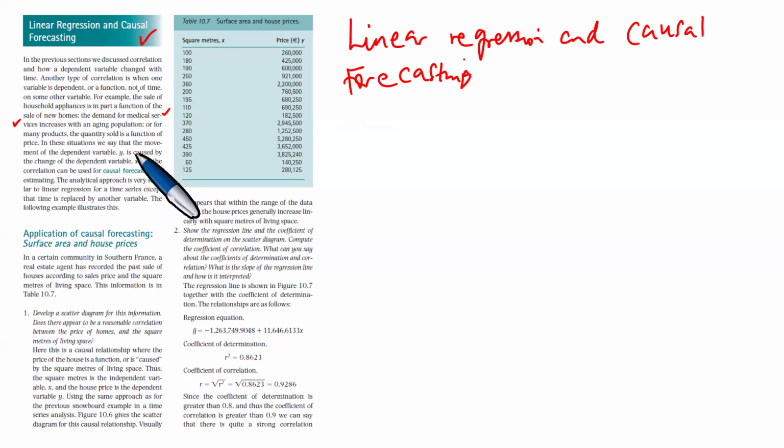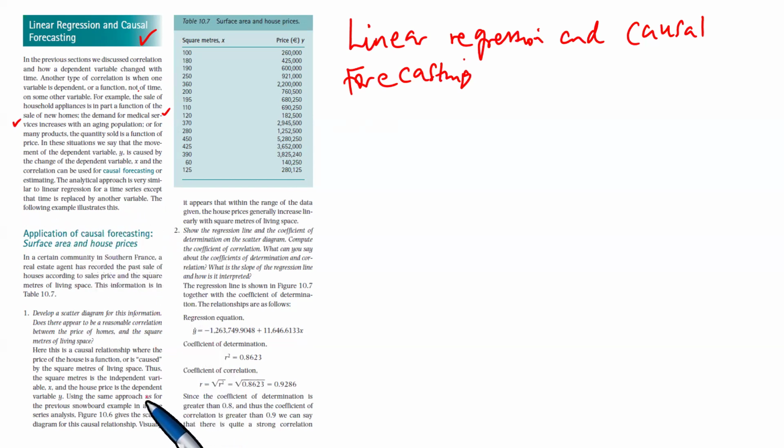In these situations, we say that the movement of the dependent variable y is caused by the change of the independent variable x, and the correlation can be used for causal forecasting or estimating. The analytical approach, the more practical approach of using formulas, is very similar to linear regression for a time series, except that time is replaced by another variable.